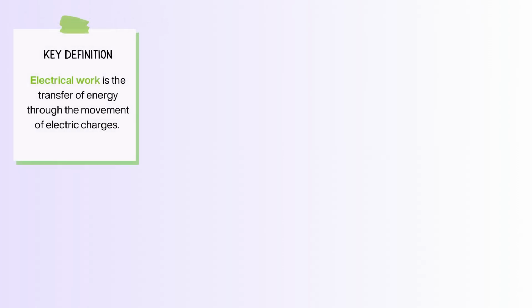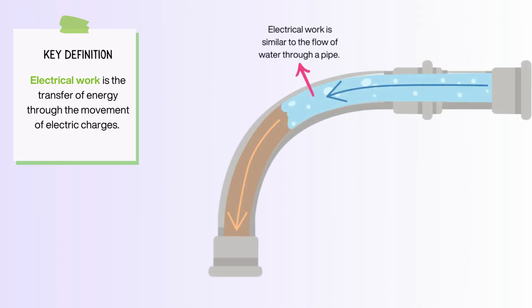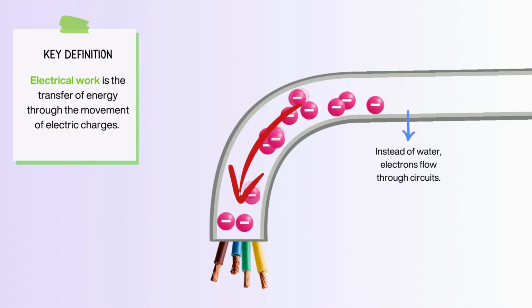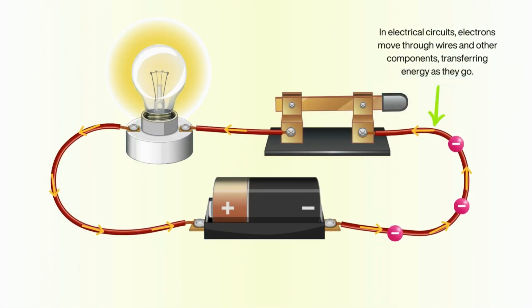One method of energy transfer is electrical work. Electrical work is the transfer of energy through the movement of electric charges. To understand this, think of electrical work as similar to the flow of water through a pipe. However, instead of water, it's the flow of tiny charged particles called electrons. In electrical circuits, these electrons move through wires and other components, transferring energy as they go.